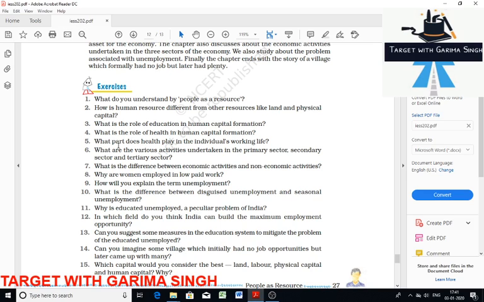Then the fifth is, what part does health play in an individual's working life? So in this you can write... what was this question? Oh, this is the fifth question. Okay. I have just discussed education. Now we'll discuss health. I think I'm done with the capital formation.